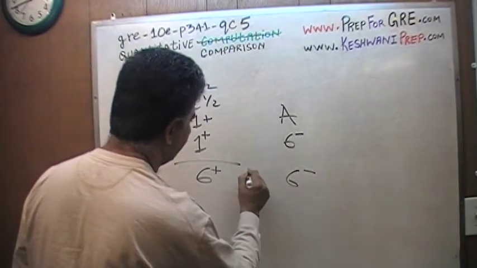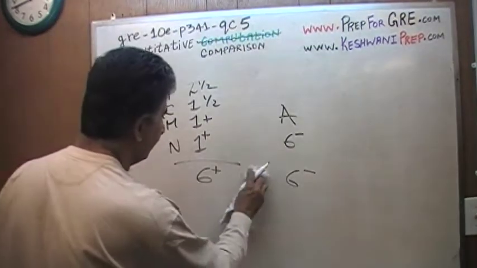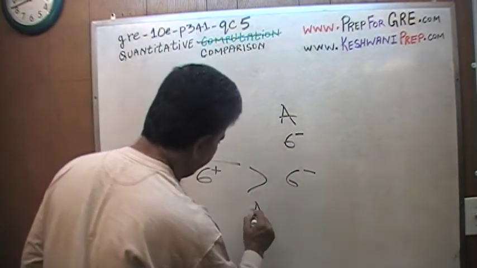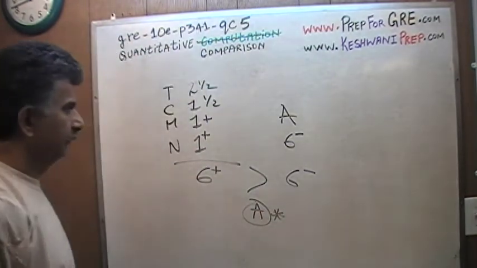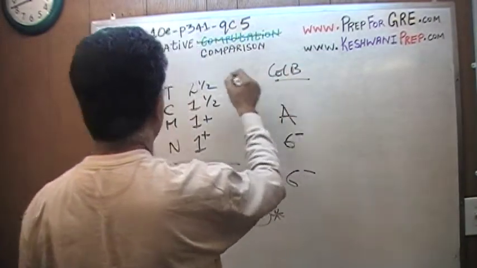This is under 6. The answer is, since the addition of this thing is more than 6 and this is under 6, this quantity is bigger than that quantity. The answer is A. That's all. That's it. We're done. That was your column B. This was our column A.